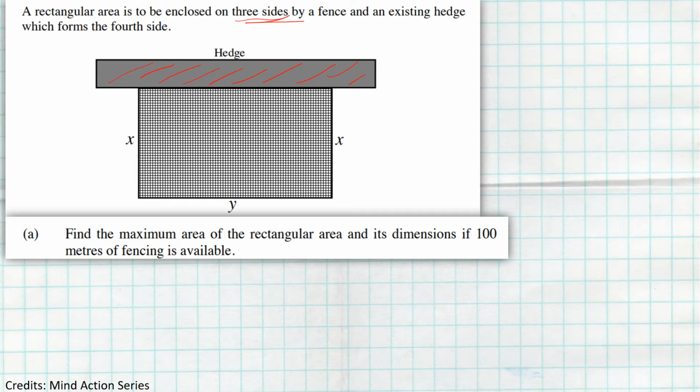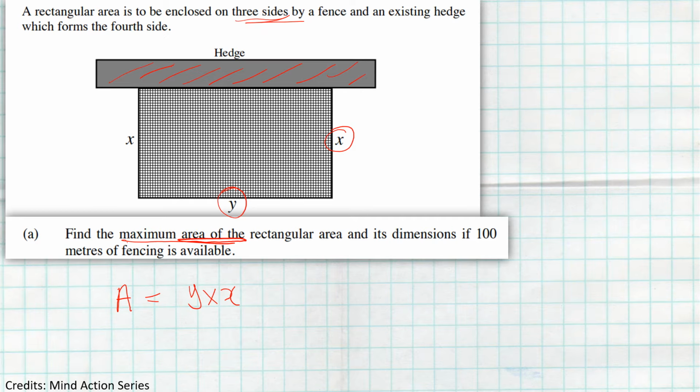So now we need to use this idea of maximization and minimization, which is an application of calculus. The first step is to create an equation for something that you want to maximize or minimize. In this case, we want to maximize the area. What is the area of a rectangle? Area of a rectangle is length times breadth. Our length is y, our breadth is x, so xy is our area.